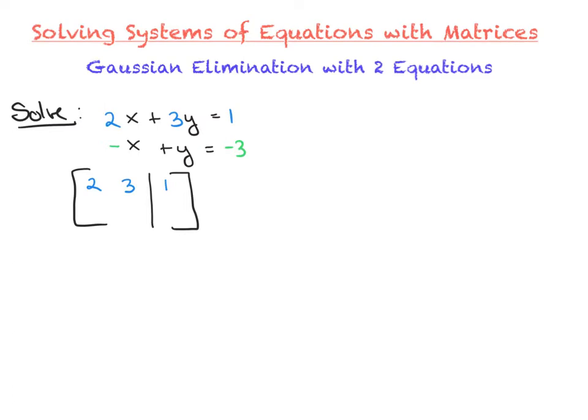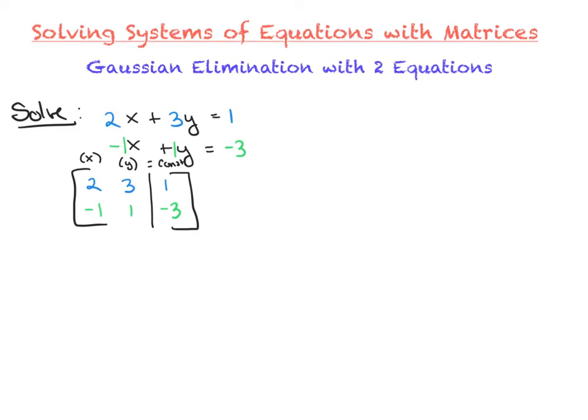In the row beneath it, let me write these coefficients in. Negative 1 for the x and 1 for the y, making negative 1, 1, and negative 3. So the top row in my matrix corresponds to the first equation. The bottom row in the matrix corresponds to the second equation. The first column corresponds to the coefficients of the x's. The second column, the coefficients of the y's. The bar is the equal sign, and then the constants are on the other side of the equal sign.